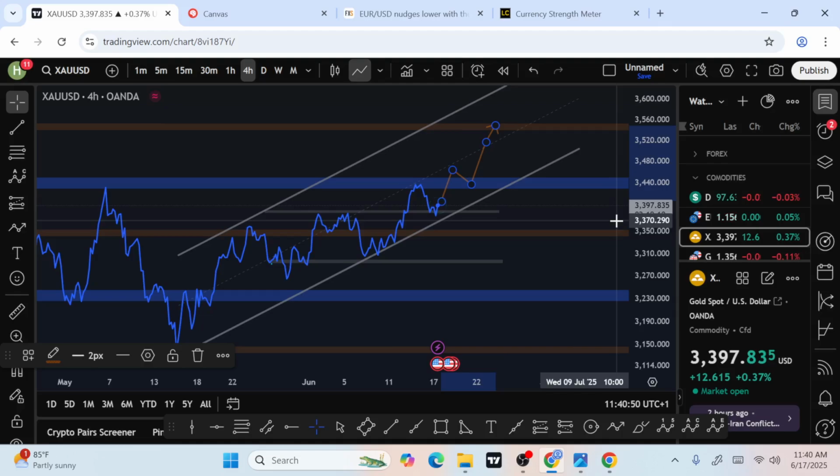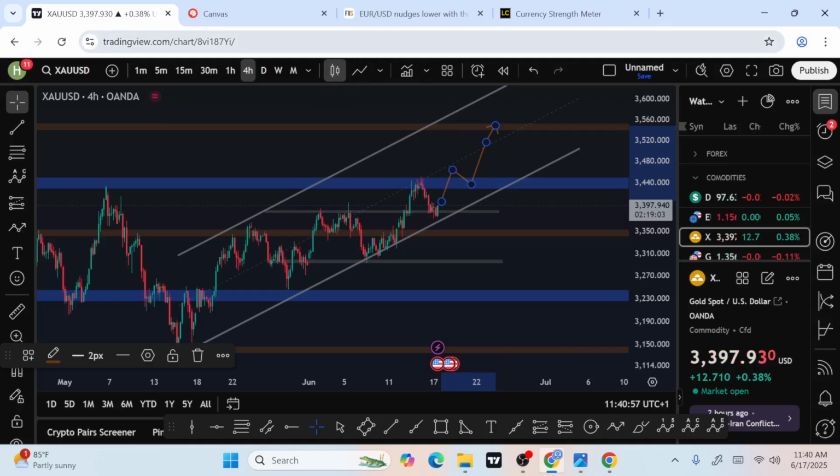Do you understand? And that's what I do. That's how you get your confluences. There are different confluences that people use. My own confluences might be different from whatever you use. So you just have to know what works for you.